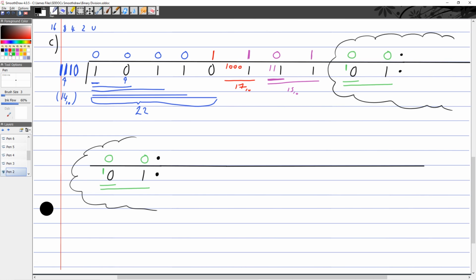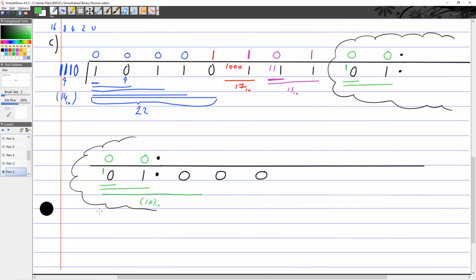So where we were at was, will 14 fit into 5? Because of course 101 would be worth 5, and no, it won't fit in. So we need some more zeros in the original number that we were dividing, the same as we do in base 10. So now we'll look at 4 digits. Will 14 fit into 1010? Well, no, it won't, because 1010 is 10 in base 10.